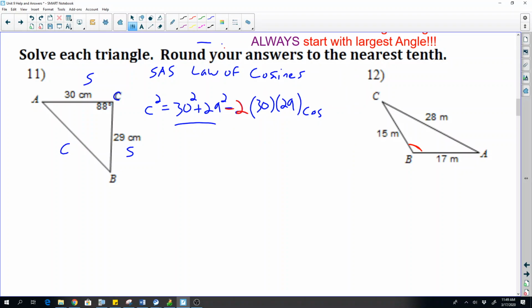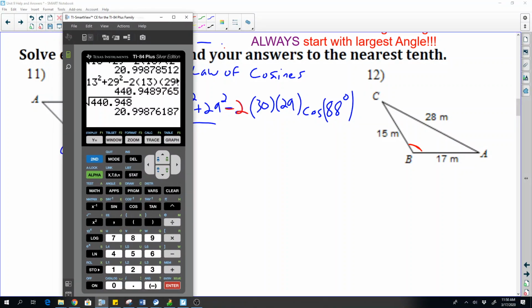So then we're solving for c, because we already have little a, it's 29. If you wanted to reverse those, you could. If you want to put 29 squared first, then 30 squared, it doesn't matter. Minus 2 times those two sides, cosine of 88 degrees. Nice. So we'll go ahead and plug that into our calculator.